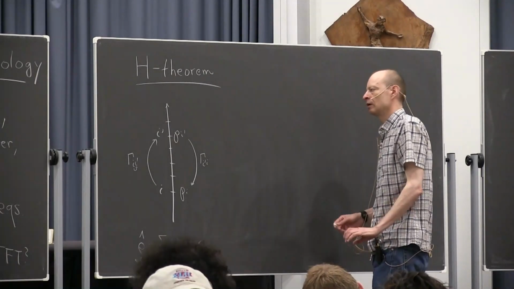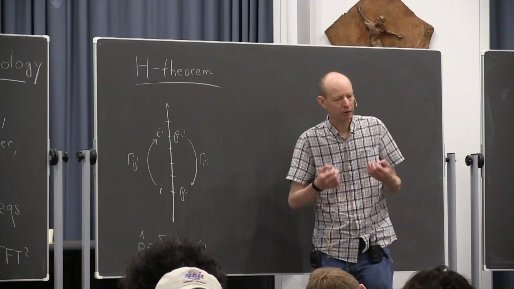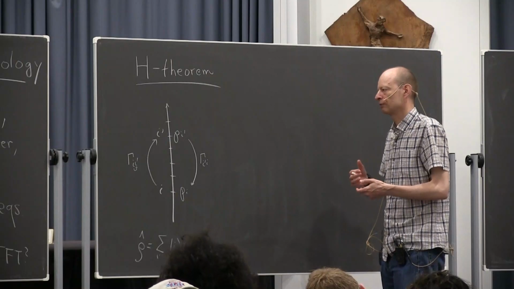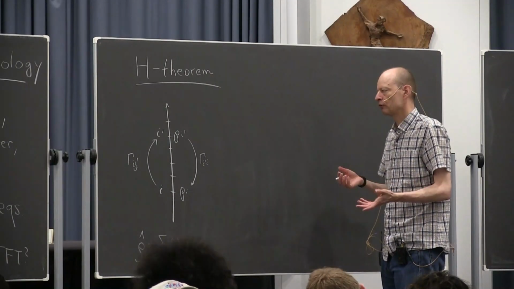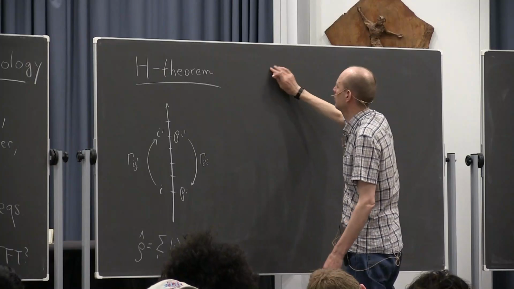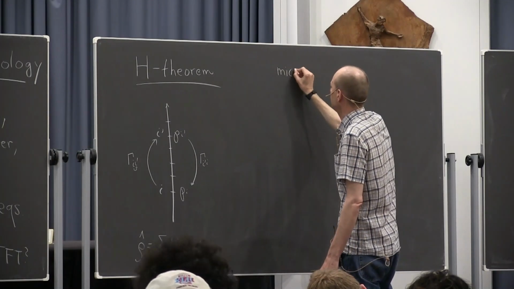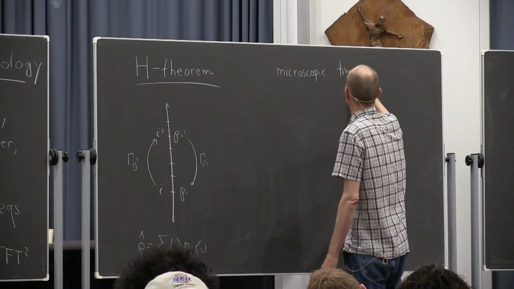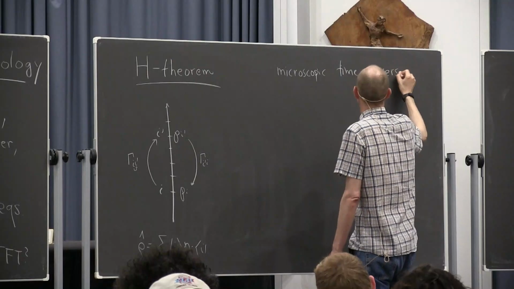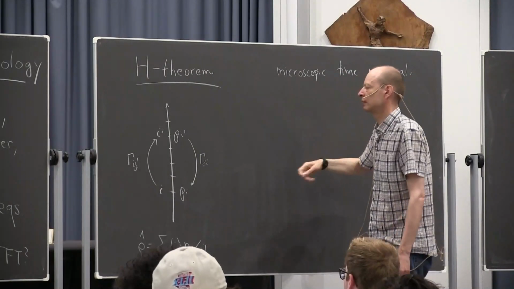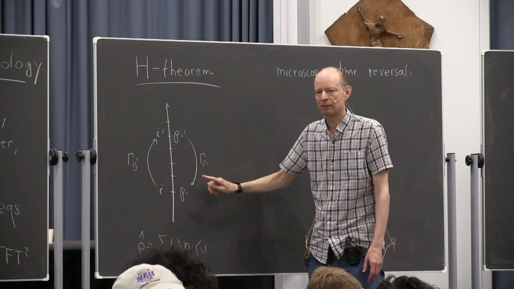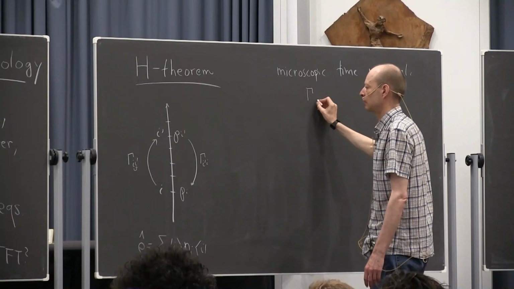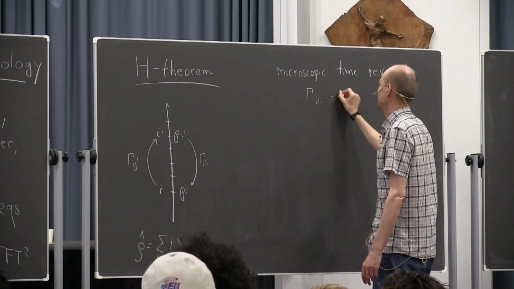Now, microscopically, in the modern language of quantum field theory, we know that for most processes there is time reversal invariance. So microscopic time reversal would say that if one process is possible and goes with some rate, then the other process should also be possible and go with some rate. So we say that actually these two rates are the same.